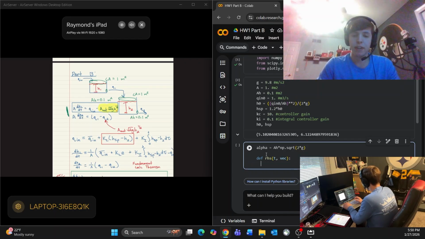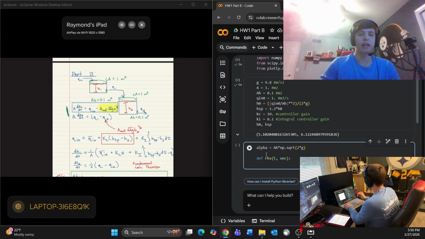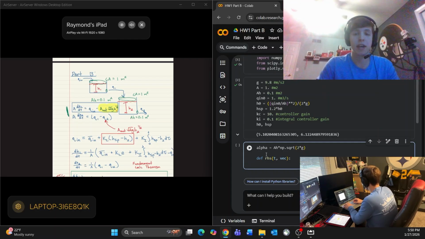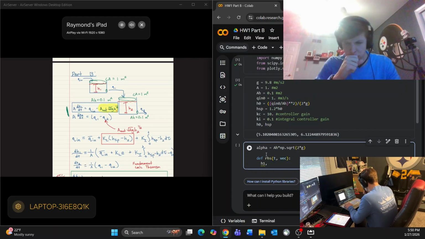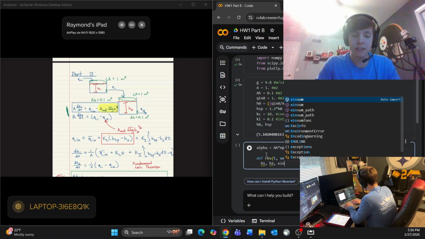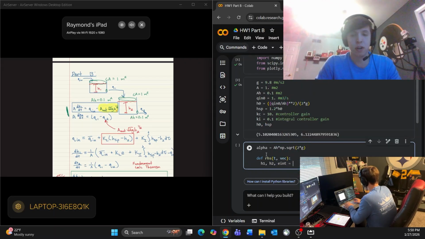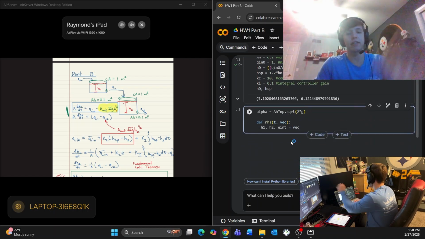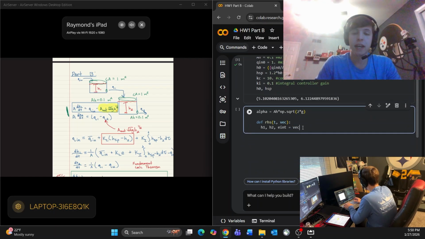And you can't forget a colon there, because you need to indent everything under this defining code in order for it to work properly. So once we have that, we're going to, my apologies, set all of our heights as well as our EINT, which is our error. We are going to set this to vector values, because this is going to allow us to see constantly changing heights for both tanks as well as a constantly changing error value.